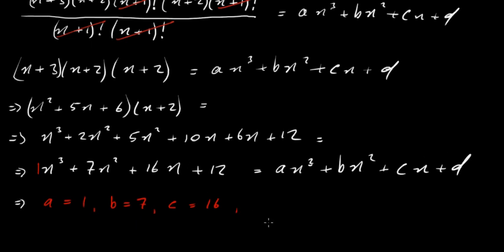And then our d here is the term independent of n here, so it's just going to be d is equal to 12. And that's it. That's our answer to part B, and in fact that's the end of question 3.